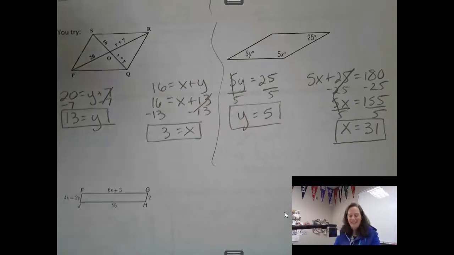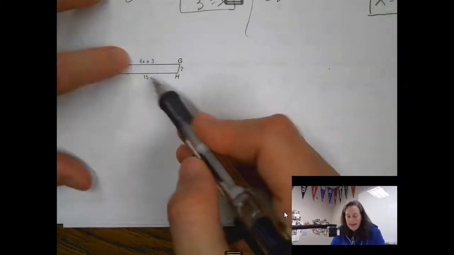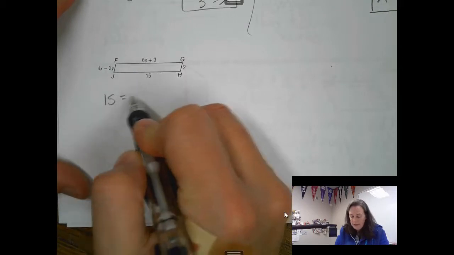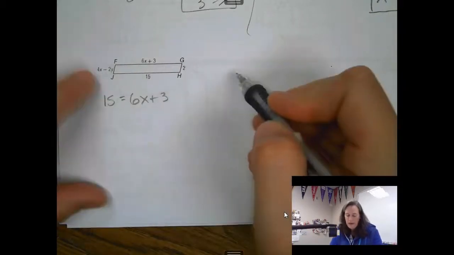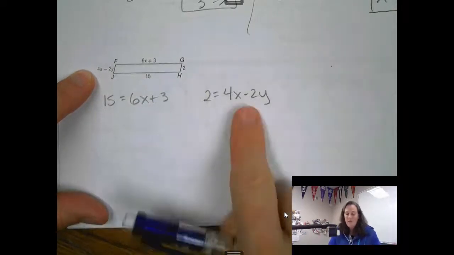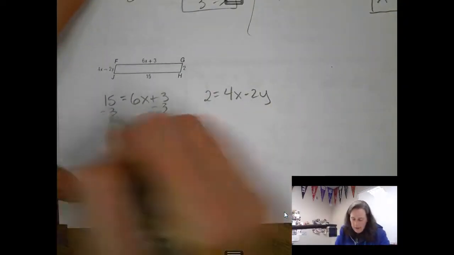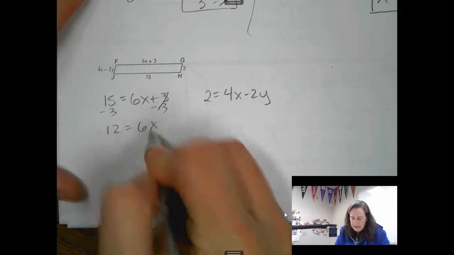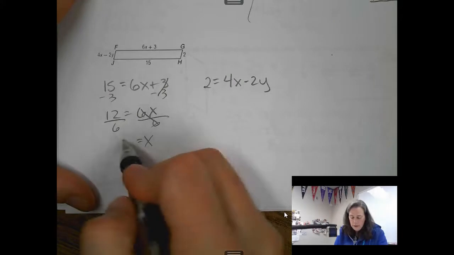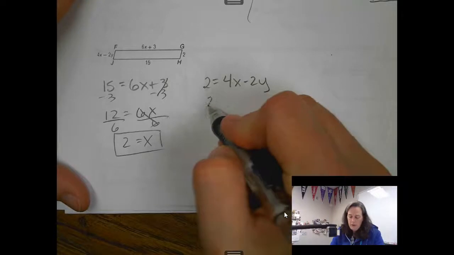Okay, good. Let's do the last one. Doing great. Opposite sides have to be congruent for this to be a parallelogram. So 15 is equal to 6x plus 3. And 2 is equal to 4x minus 2y. I'm noticing that has x and y in it, so I'm not going to start with that one. This is 12 equals 6x. And x equals 2.